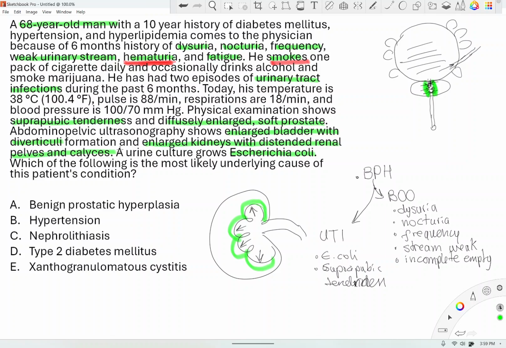So remember that BPH is bladder outflow obstruction, which will have its own symptoms. It puts you at risk of UTI, and it puts you at risk of hydronephrosis. Three things in this question that are discussed: hydronephrosis, UTI, and bladder outlet obstruction. These are all complications of benign prostatic hypertrophy, and that was the answer.